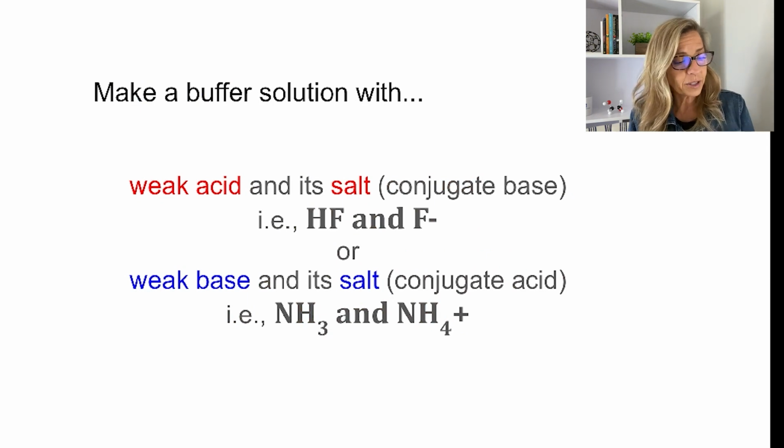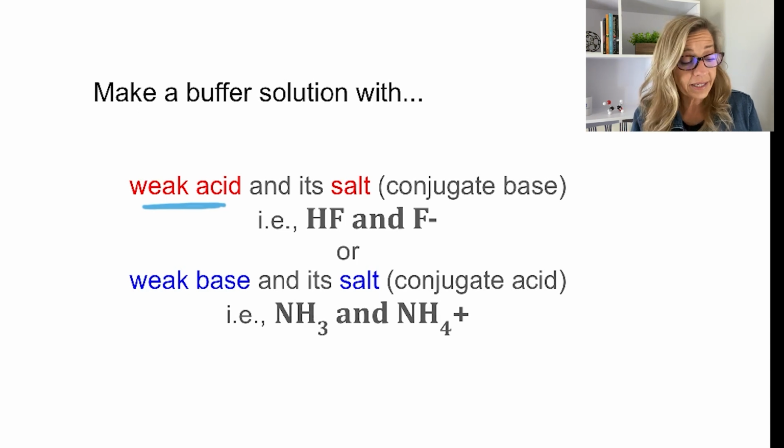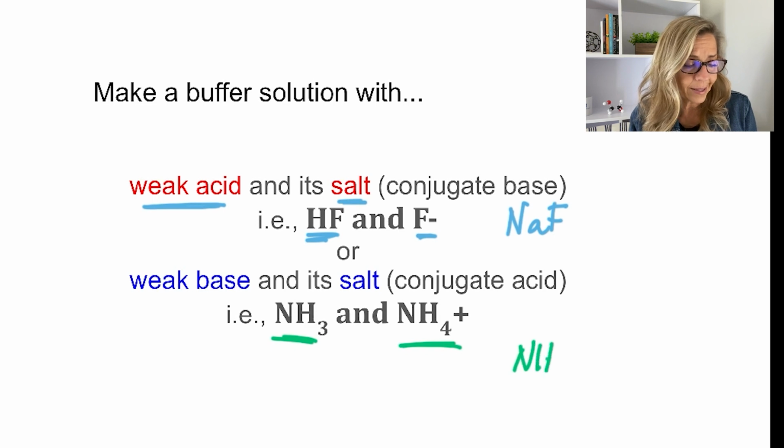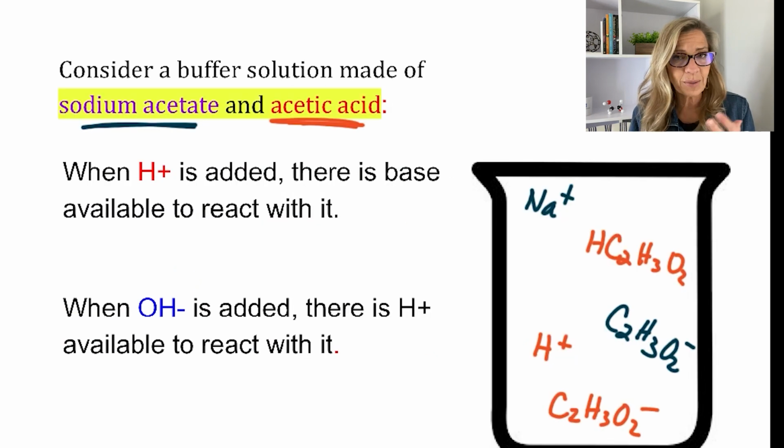Well, there's a couple ways to make a buffer solution. One, you're going to take a weak acid and its conjugate base or salt. So for example, hydrofluoric acid, and then its salt would be fluoride. Maybe sodium fluoride would be a good way to add the conjugate base. For a weak base, here's an example: we've got ammonia and then ammonium. Something like ammonium chloride would be a good way to add the conjugate acid.